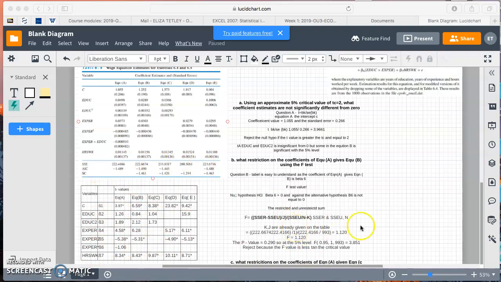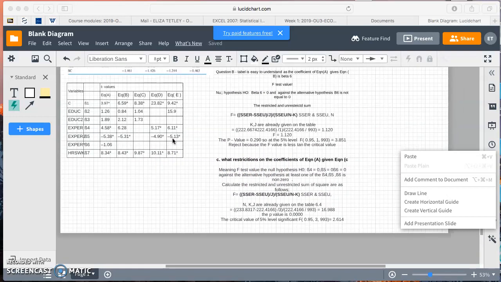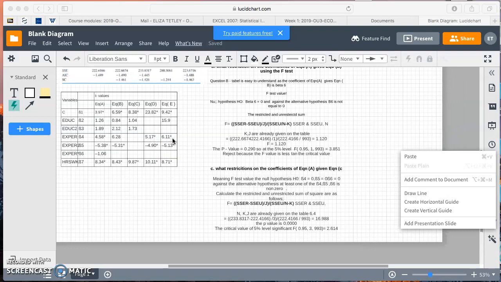So moving on to question C, I'll just move down the page. What restrictions on the coefficient equation A give equation C? So if you see the table, restrictions of coefficient equation A and equation C is beta 4, 5, and 6 is equal to 0. So we go 4, 5, 6, 4, 5, 6.